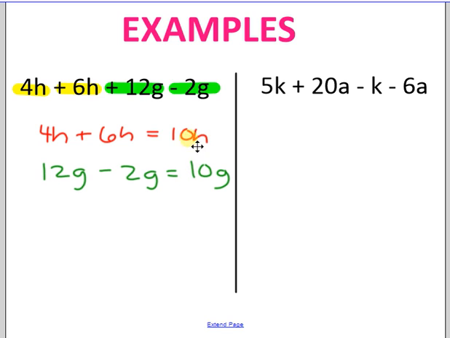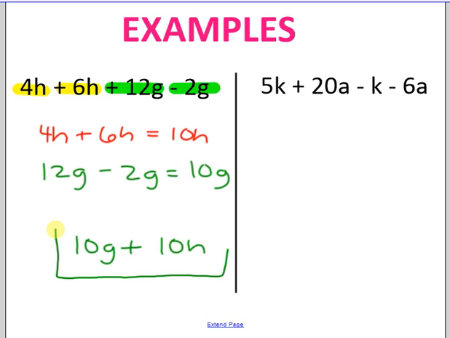Now, how do you put these in order for your answer? You have to go in alphabetical order. What comes first, H or G? G comes first. So your answer is 10g plus 10h. How do you know if it's plus or minus in the middle? Well, is this positive or negative? Positive. Positive or negative? Positive.